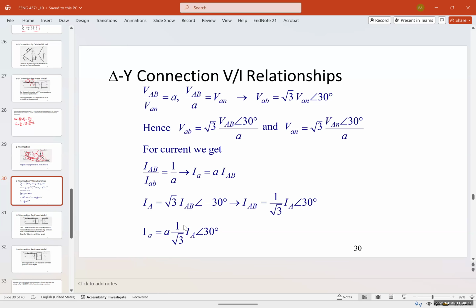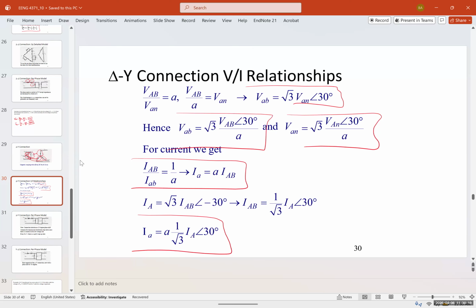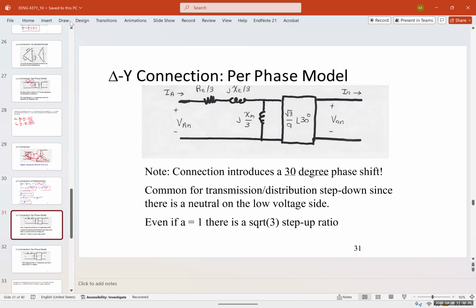So you can see it's completely different than what we had with the delta-delta or YY connection. And we also have the 30 degree phase shift as well. Now a delta-Y connection per phase model will look like this. For the primary side, we would divide all the impedances by 3. So we're going to have RE divided by 3, JXE divided by 3, and JXM divided by 3. And then the voltage is going to be square root of 3 over A with an angle of 30 degrees. And we have the final output.